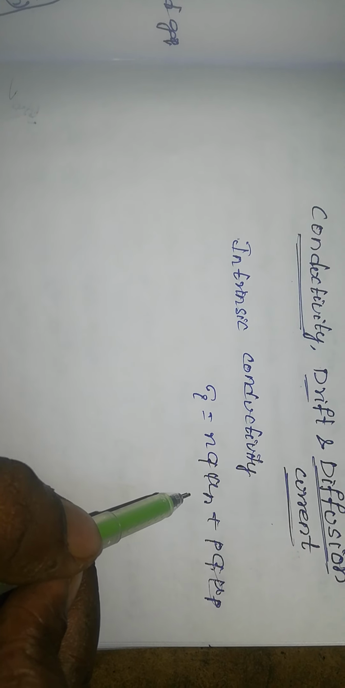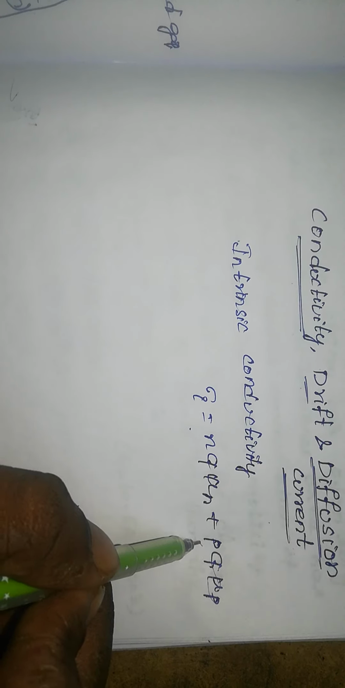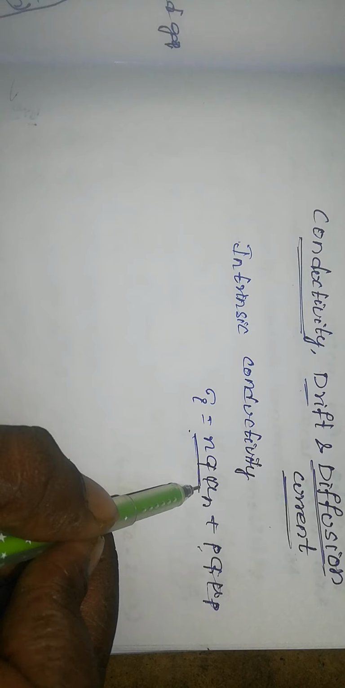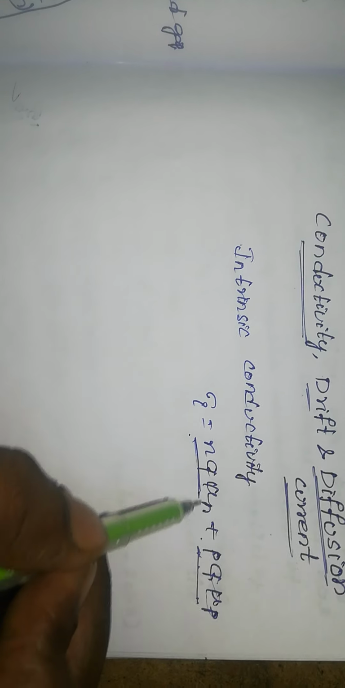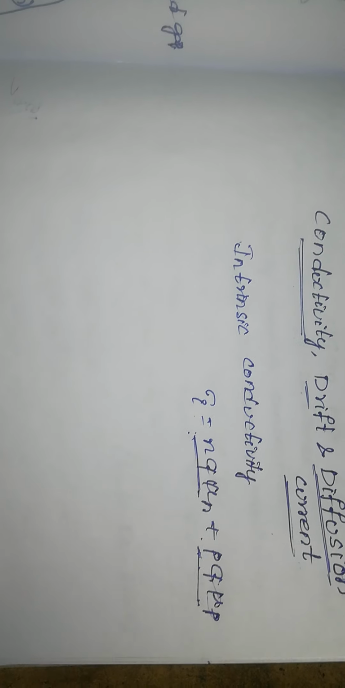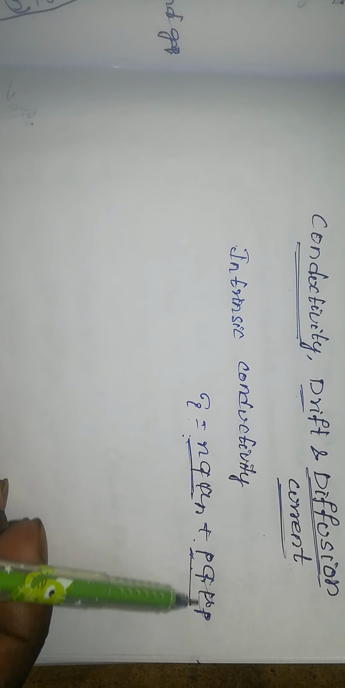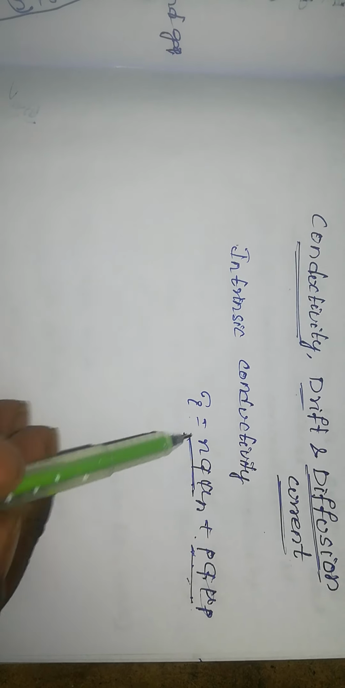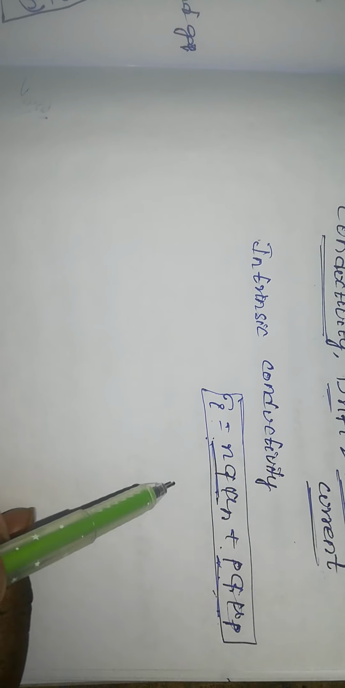So this is intrinsic semiconductor conductivity. That means the conduction occurs due to both electrons as well as holes. The electron conductivity is represented with n q mu n, and the hole conductivity is represented with p q mu p, where n is the number of electrons, p is the number of holes, q is the charge of the electron, mu n is the mobility of the electron, and mu p is the mobility of holes. So this is the entire intrinsic semiconductor conductivity.